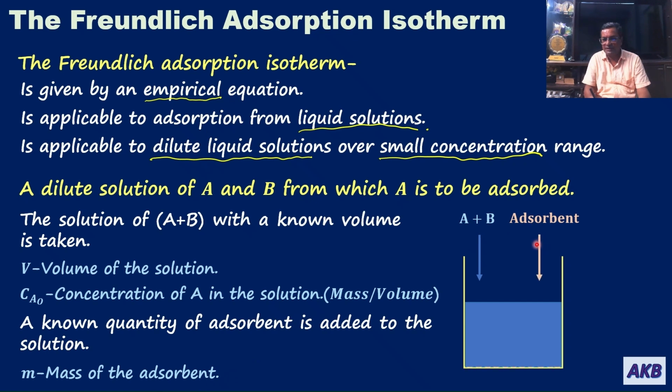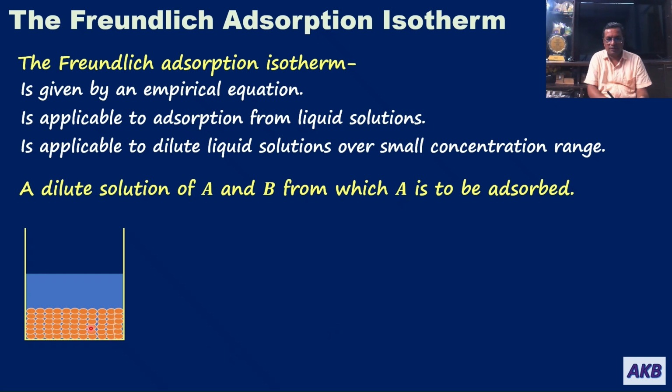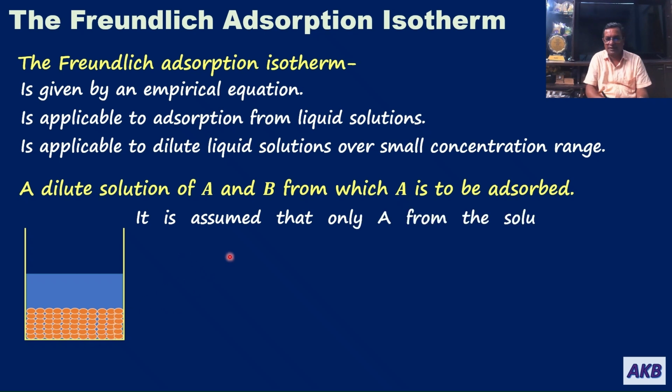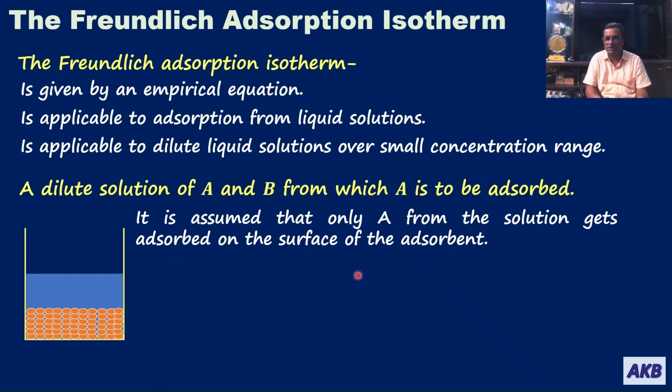Now the adsorbent is added to the solution, and we are going to allow component A from the solution to get adsorbed on the surface of this adsorbent. I hope you have understood the example that I am discussing. When the liquid solution remains in contact with the adsorbent phase, A will be getting adsorbed on the surface of the adsorbent. In this case, we assume that only A from the solution gets adsorbed. So out of A and B, only A is getting adsorbed.